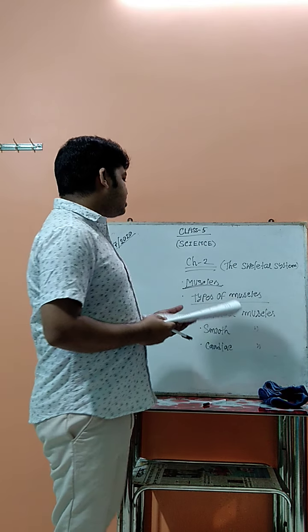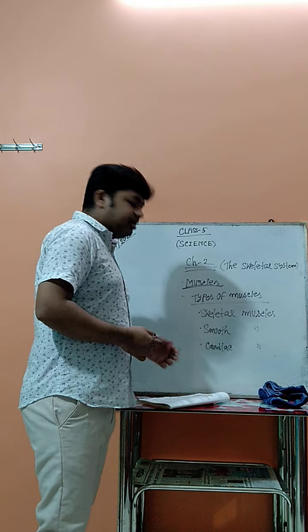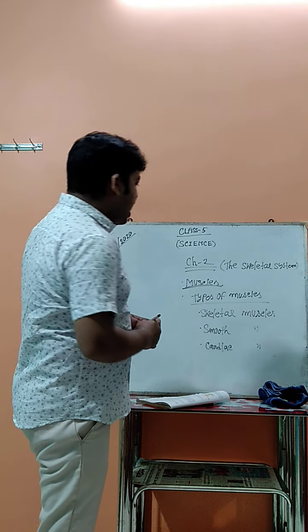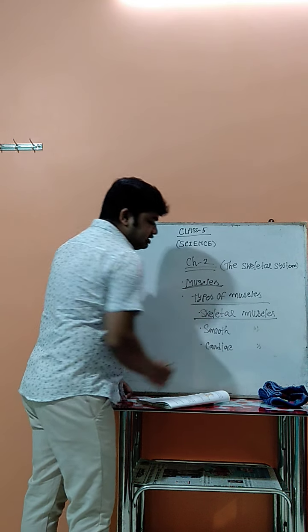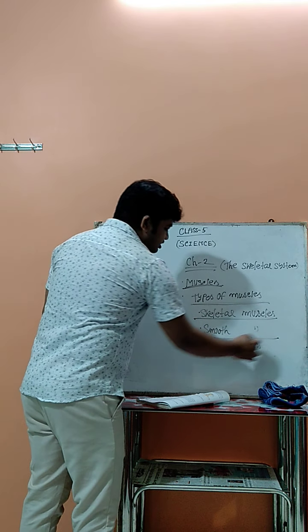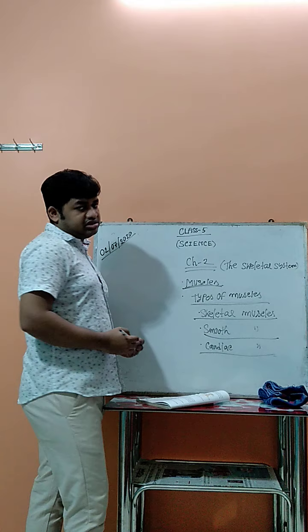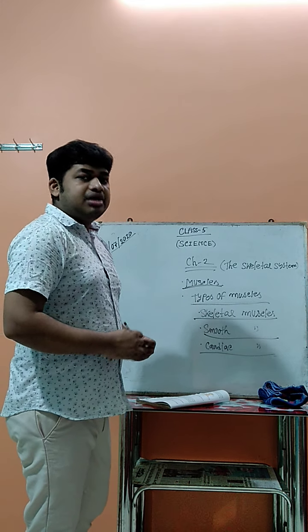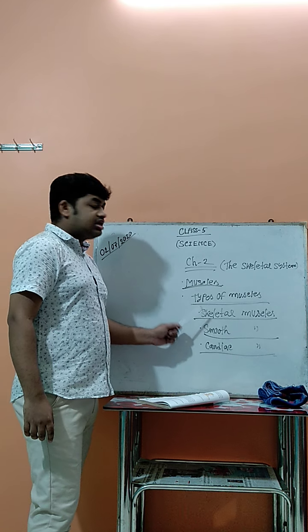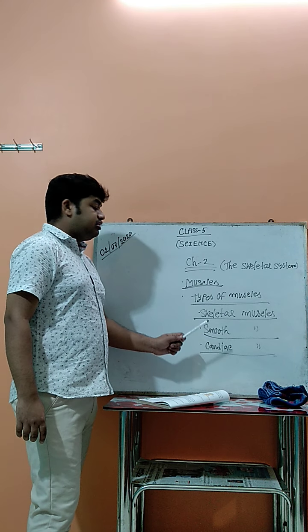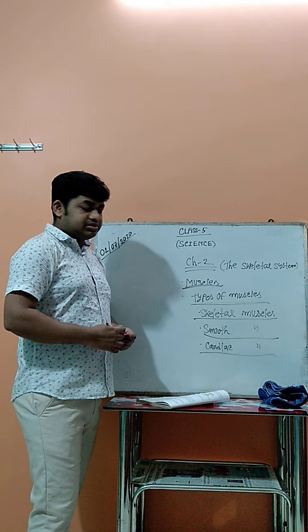Now we're going to discuss the different types of muscles. Muscles are of three types. What are the three types? The first is the skeletal muscles, the second is the smooth muscles, and the third is the cardiac muscles. Again I repeat: the first is skeletal, second is smooth, and third is cardiac.